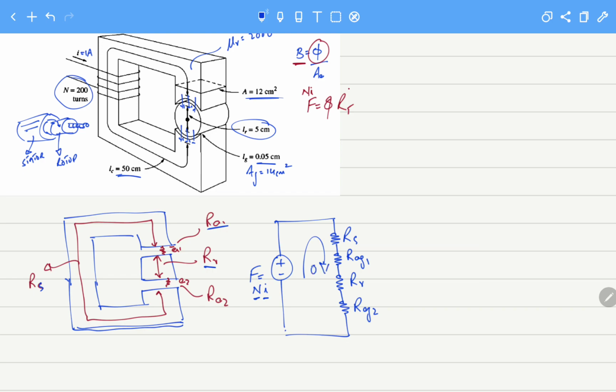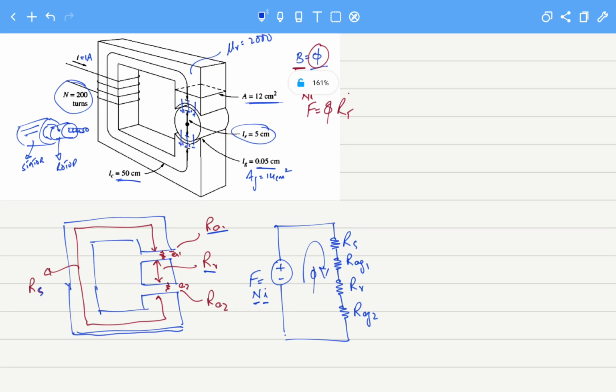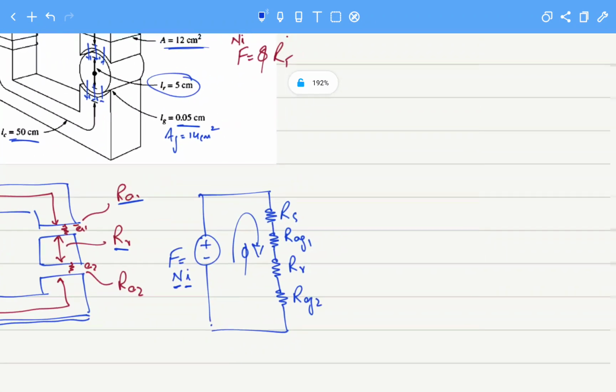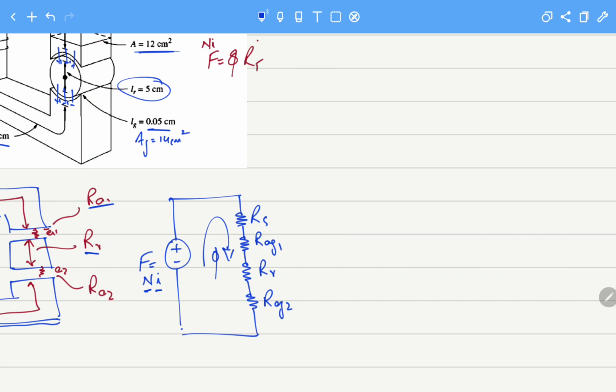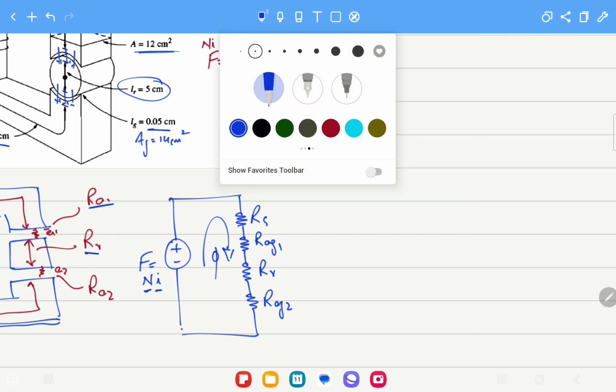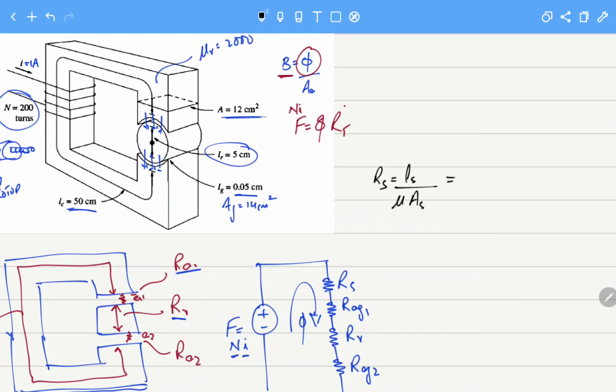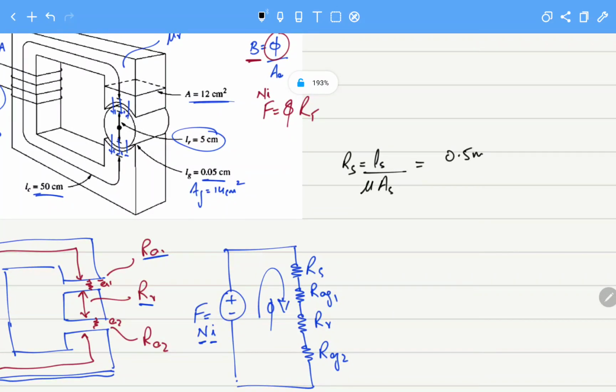If we are able to calculate this flux, we will be able to calculate the flux density through the air gaps. I hope the rest is not that complex. Rest all the students know the basic formulas. So let's look at this. What will be R stator? R stator will be the length of the stator divided by mu and the area of the stator. The length of the stator they have already given to us, that is 50 centimeter, that is 0.5 meters.